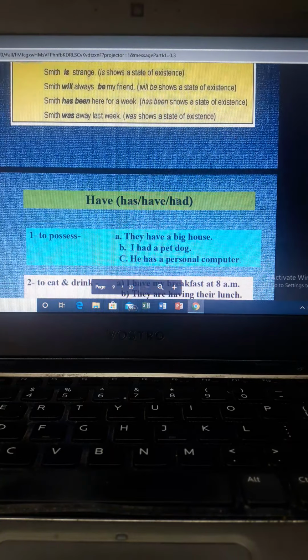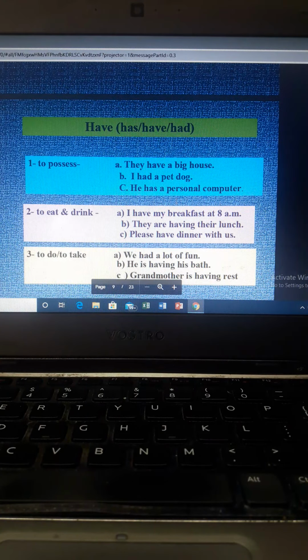Okay. Now the verbs have, has, had, there are basically 3 conditions in which we use them: when we are showing something which is to possess, or something to eat and drink, or something to do or to take. Like in case of possession, they have a big house.